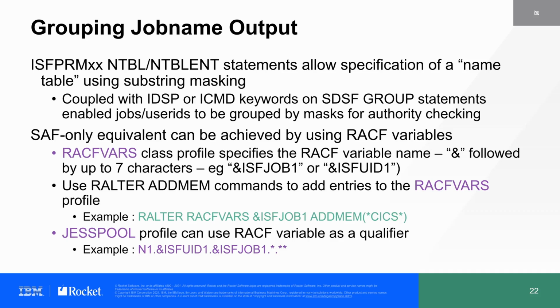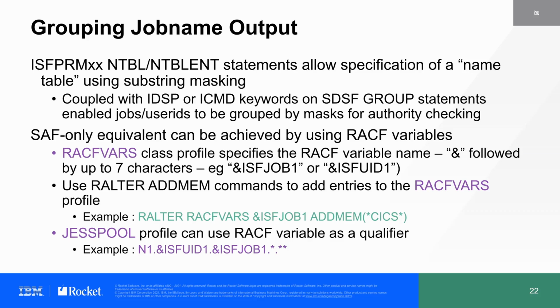There's an example here where I'm adding a member called asterisk KITS asterisk to a RACF variable called ISFJOB1. Okay, and after I've done all this and they're RACLISTed and you've refreshed, you can then define a JESSPOOL profile, and then you can use that RACF variable as a qualifier. Okay, so what I'm doing here, N1 for the node, and then I'm using ISFUID. It's another RACF variable that I've set up, and then I've got ISFJOB1, and that may have 5, 6, 100 members of various job name masks within there.